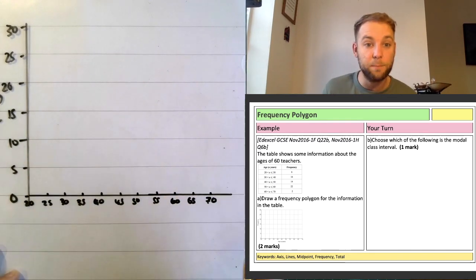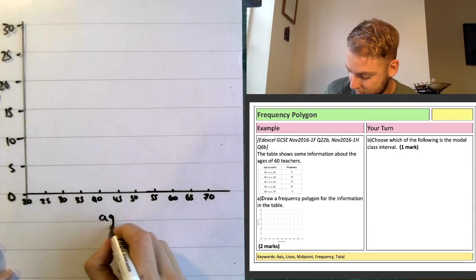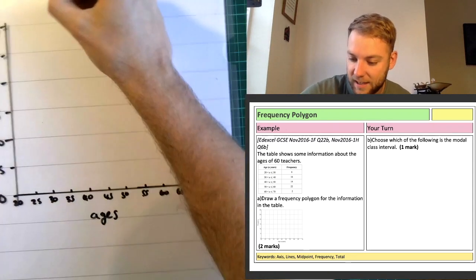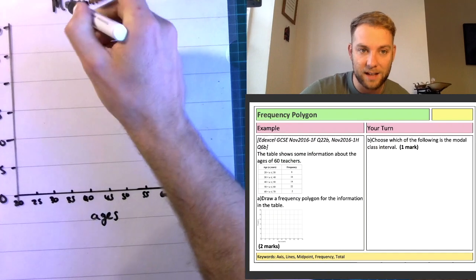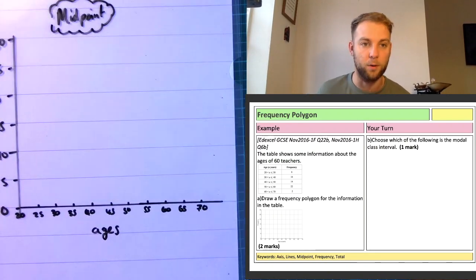Notice it all fits perfectly because I planned it out. And these are the ages. Okay, so remember the key part of this is we're plotting from the midpoint. That's the most important part there. I'm plotting from the midpoint.